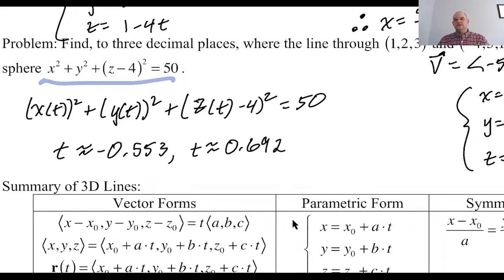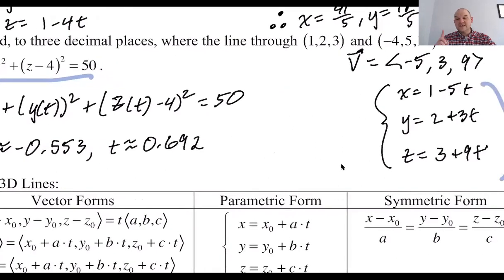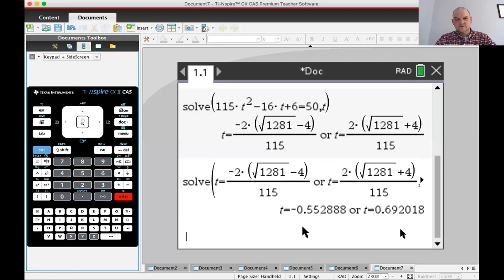0.692. Okay, so these are the values that I've gotten for t. Now what I'm going to do is take those t values and sub them in for x, y, and z. So I'm probably going to go back to the calculator. I'm going to go back and share the calculator again. I thought I was going to get away with not doing that, but I think I'm going to have to.